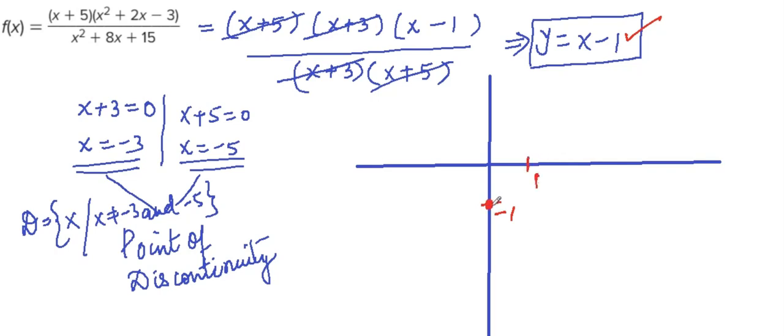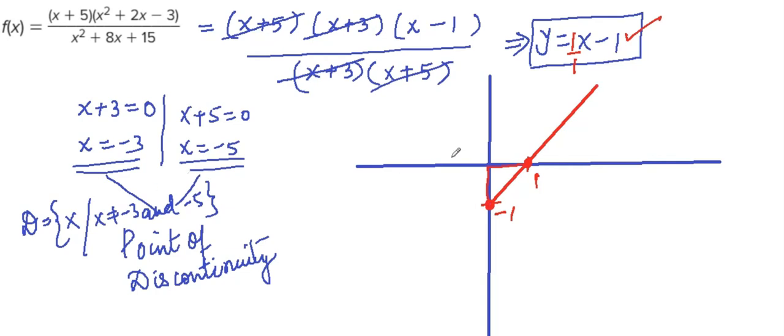So this is my first point. Rise, run: rise 1 and run 1. This is my second point. So my straight line is like this, but three things you have to remember.